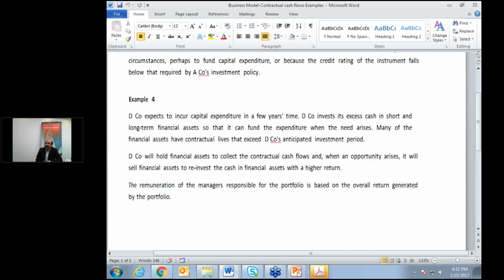So this was the example. There is another example. I will read it for you. F Bank holds assets to meet its everyday liquidity needs. The bank actively manages the return on the portfolio in order to minimize the cost of managing those liquidity needs. That return consists of collecting contractual payments as well as gains and losses from the sale of financial assets.